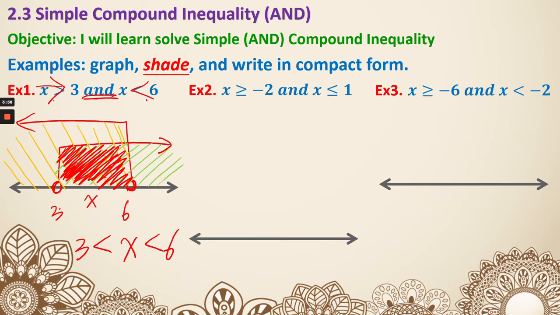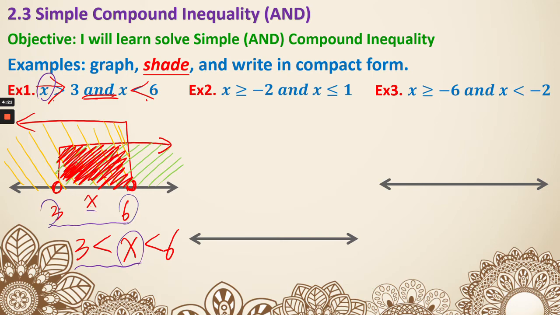So you might be wondering, wait, but I started with x is greater than 3. How come it changed? Well, if you look at it, your x is not on the left anymore for this part of the inequality. Your x is actually on the right. That's why we flip the sign. And my suggestion, just completely ignore the beginning of the question. Just write your compact form from the graph. 3 is less than x, which is less than 6.